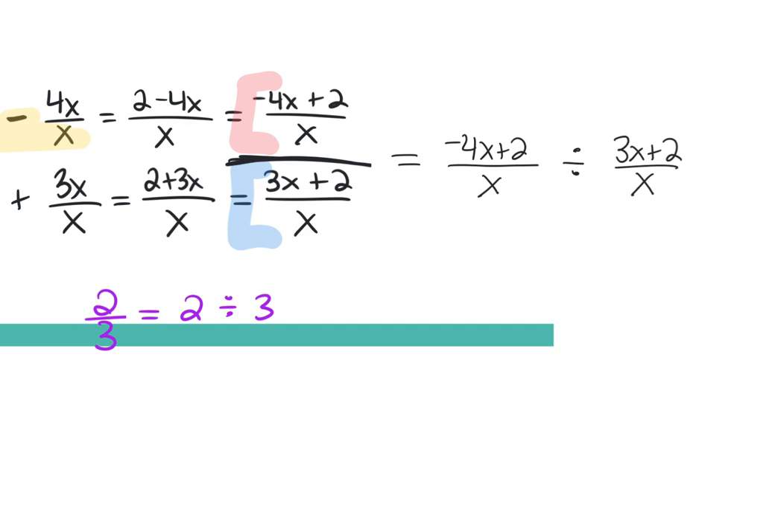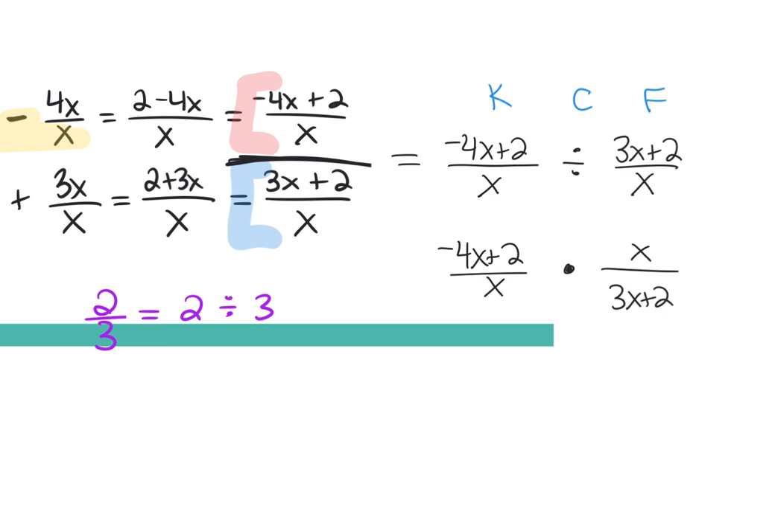After that, division we always do keep, change, flip. So that's what we're going to do. Keep, change, flip. So I keep the first one, negative 4x plus 2 divided by x, change division to multiplication, and flip the last guy. X is now on top, 3x plus 2 is now on bottom. When we're multiplying, I want to have everything fully factored because when we multiply, if we can cancel off a numerator with a denominator, we want to. We won't be able to see it unless everything is fully factored.